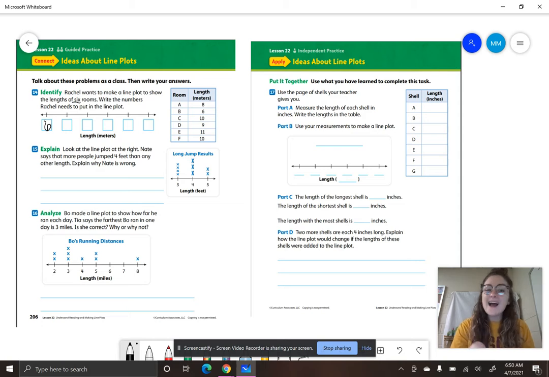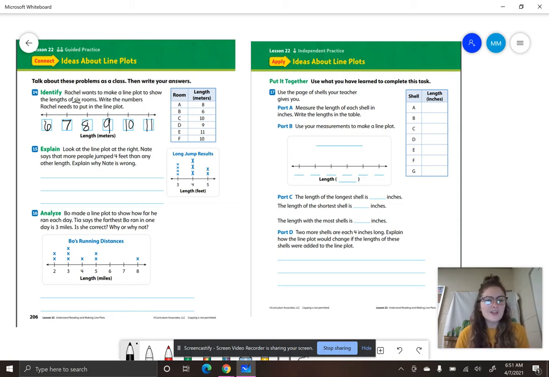So, do we have any rooms that are 7 meters? We do not, but we cannot skip 7 because we have to go in number order. So 6, 7, 8, 9, 10, and what are we going to end with, Smarties? 11. So our line plot starts with our shortest length and ends with our longest length. When we are making line plots, it's super important that we make sure that our line plot goes in number order.